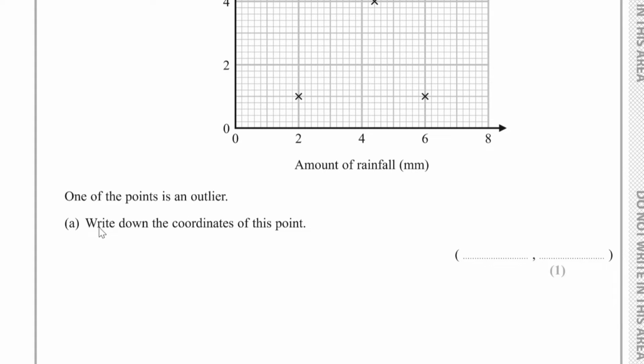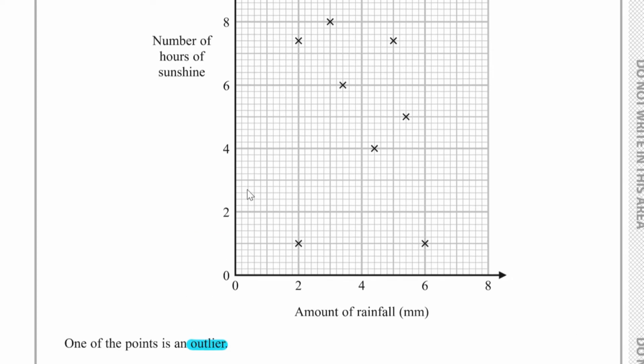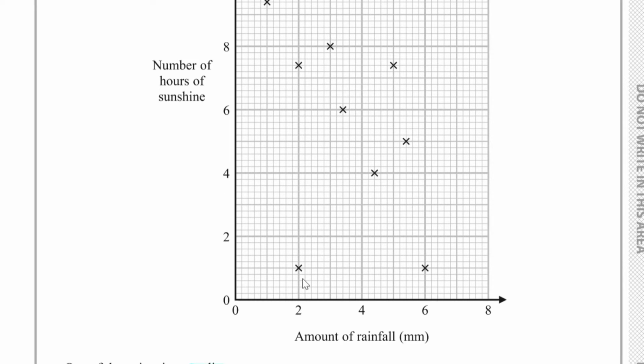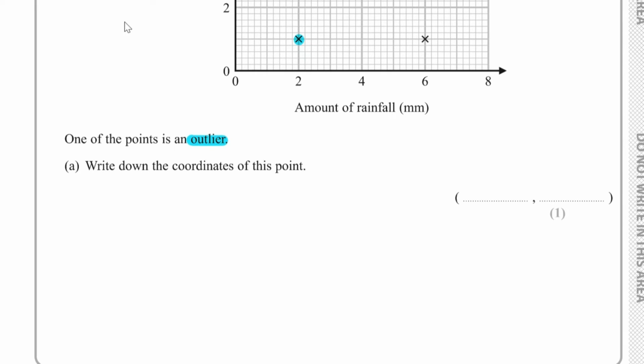One of the points is an outlier, and for part A we have to write down the coordinates of this point. Well, to find out which point is an outlier, we need to go to our scatter diagram and look for a point which does not follow the general trend of the other points. And you can see that will be this point here. It has coordinates 2 across and 1 up. So we've got (2, 1).